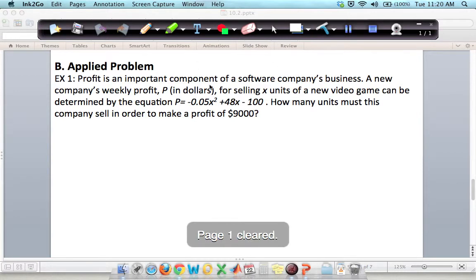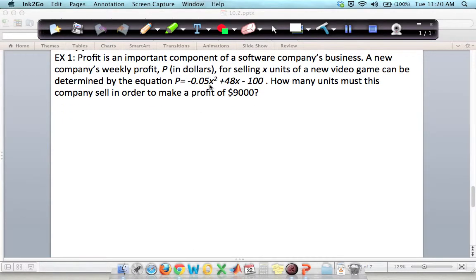Okay, so let's look at an example. Profit is an important component of a software company's business. A new company's weekly profit in dollars for selling X units of a new video game is determined by this equation. How many units must this company sell in order to make a profit of $9,000? So 9,000 is the profit that I want. So it's the goal the company has, and they need to know how many units they need to sell in order to get that profit.